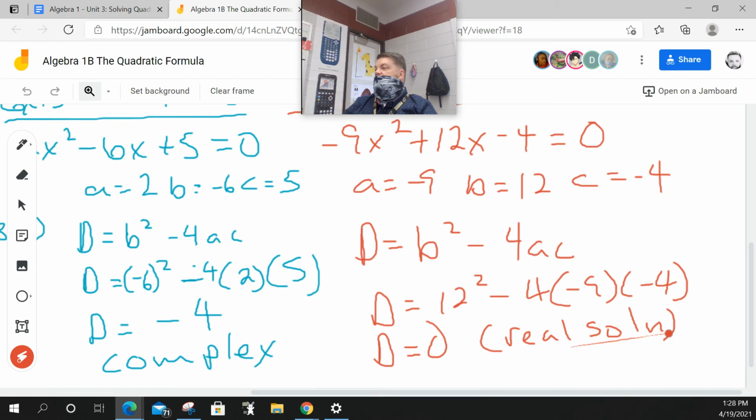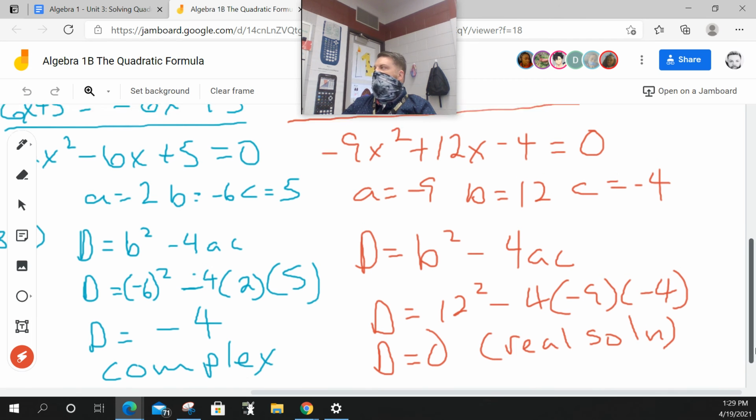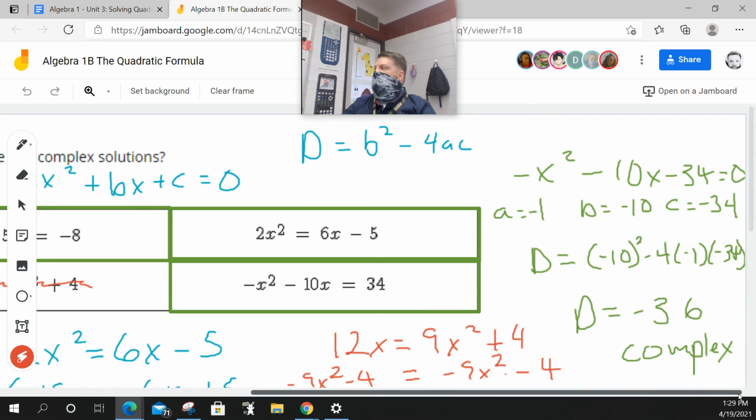That's a real solution. Whenever the discriminant is not negative, you end up with a real number solution. What that means is if I plug this into the quadratic formula, I would get x equals some sort of number. Remember that in the quadratic formula, we're taking the square root of the discriminant. You end up with a complex solution because you would have to take the square root of a negative number. You can't do that with real numbers. You got to use complex, the imaginary number i. We did a little of that last year in geometry, but not a whole lot.